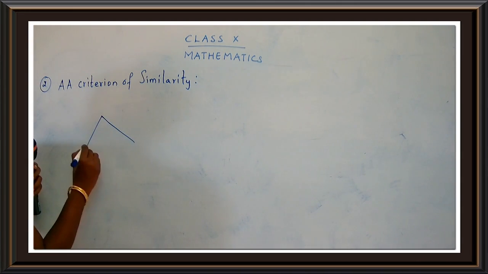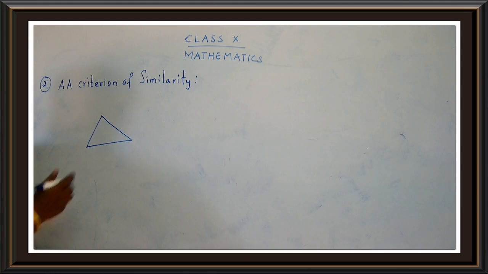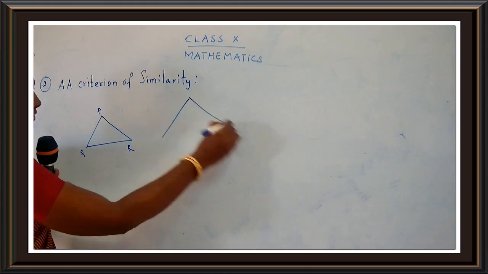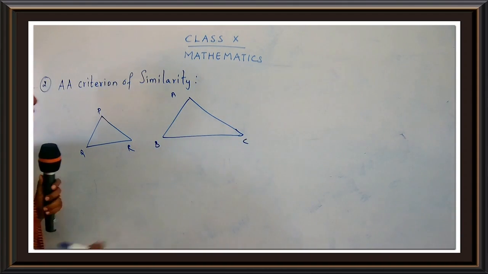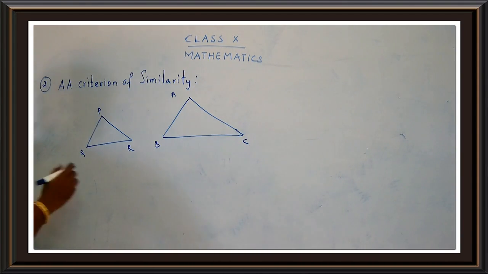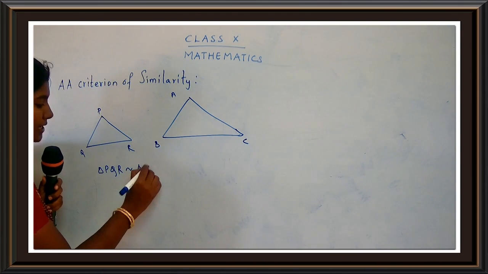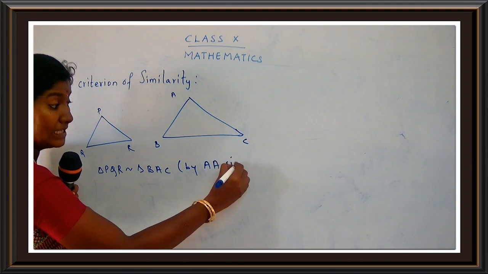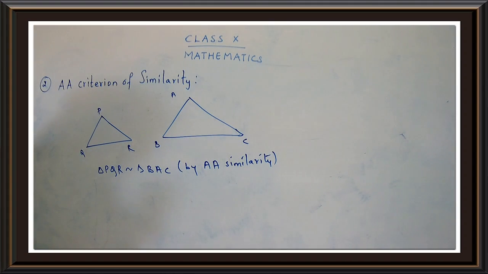Suppose you have a triangle, children. Just listen to me first. I'll explain to you what the AA criterion is and later on we'll take the point for AA. Suppose you have two triangles, PQR and one more triangle ABC. Now when can I say that triangle PQR is similar to triangle BAC by AA similarity? When this can be said? If two angles are equal.